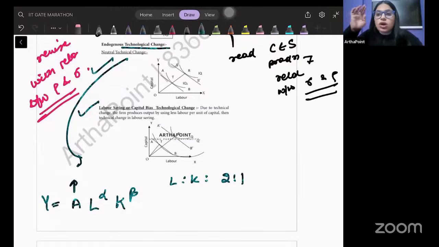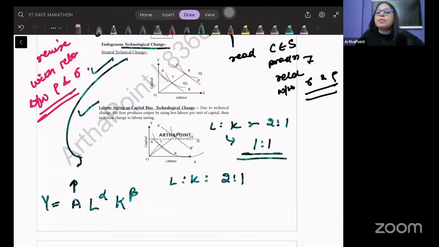But when I talk about labor saving technical progress, as the word suggests, it means that after technical progress, you will be using less labor per unit capital. It means if earlier I was using 2 labor per unit capital, now I will be using 1 labor per unit capital. I will be using less labor, right? So this is what a labor saving technical progress is.